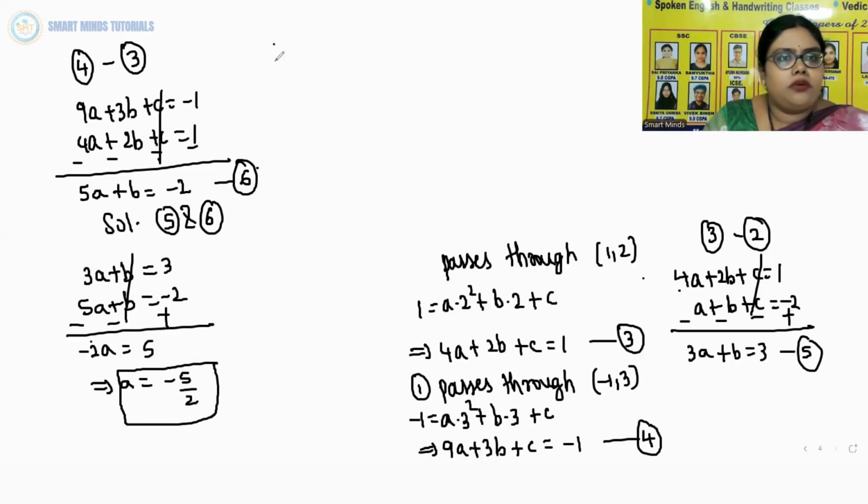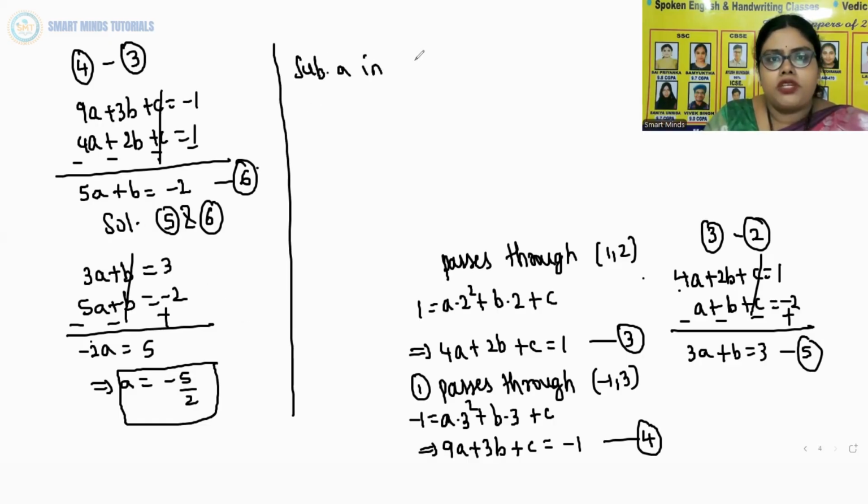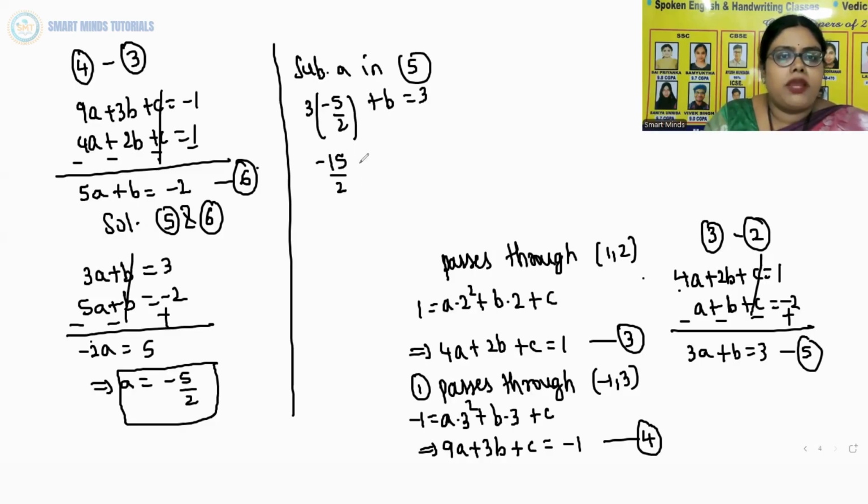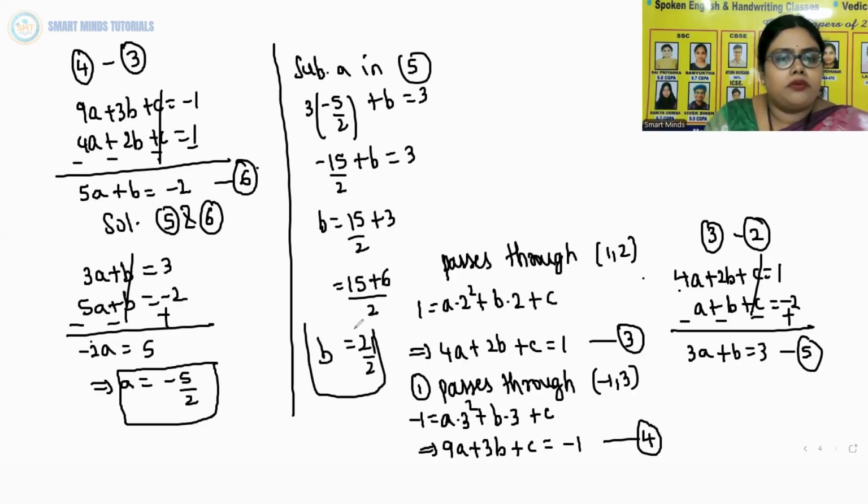Now substitute a value in either 5 or 6. So substituting a in equation number 5. So 3 into -5/2 plus b is equal to 3. So -15/2 plus b is equal to 3. b is equal to 15/2 plus 3. That is 15 plus 6 by 2. 21/2. We got b value.